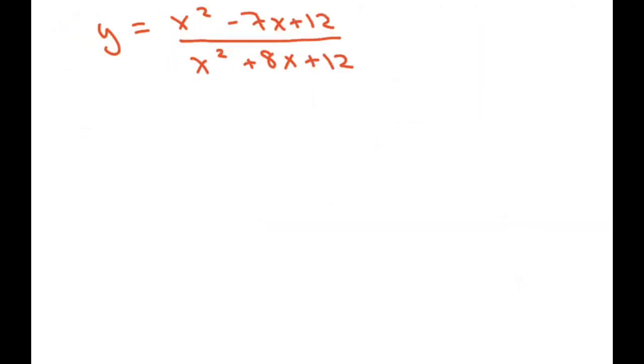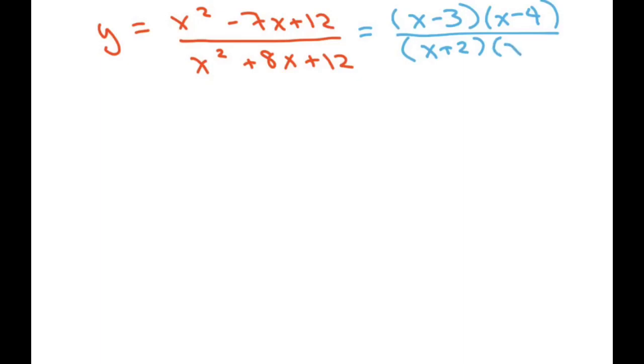And the next one is this one. We're going to have to factor this. x minus 3, x minus 4. That one's kind of an easy one. And the bottom one, the denominator, is going to be 2 and 6, because 2 plus 6 is 8, and 2 times 6.